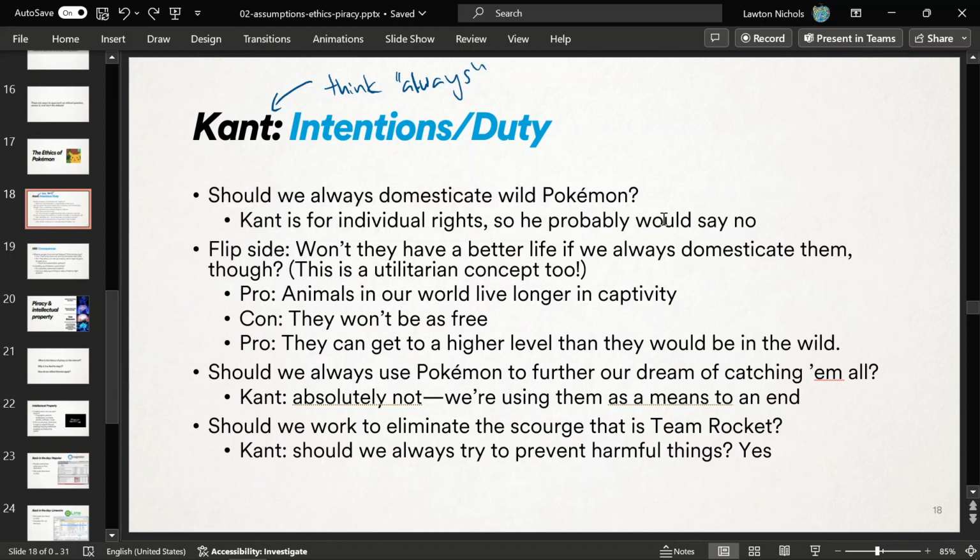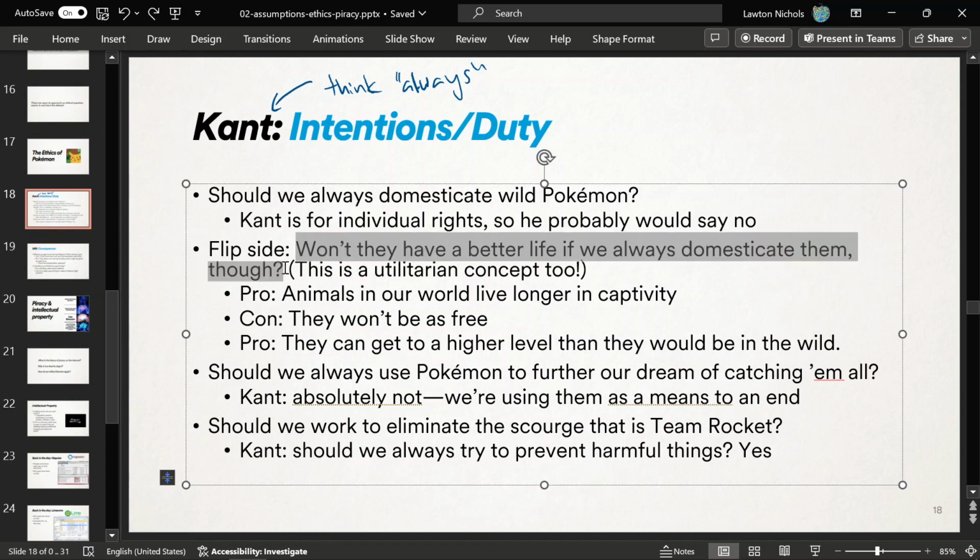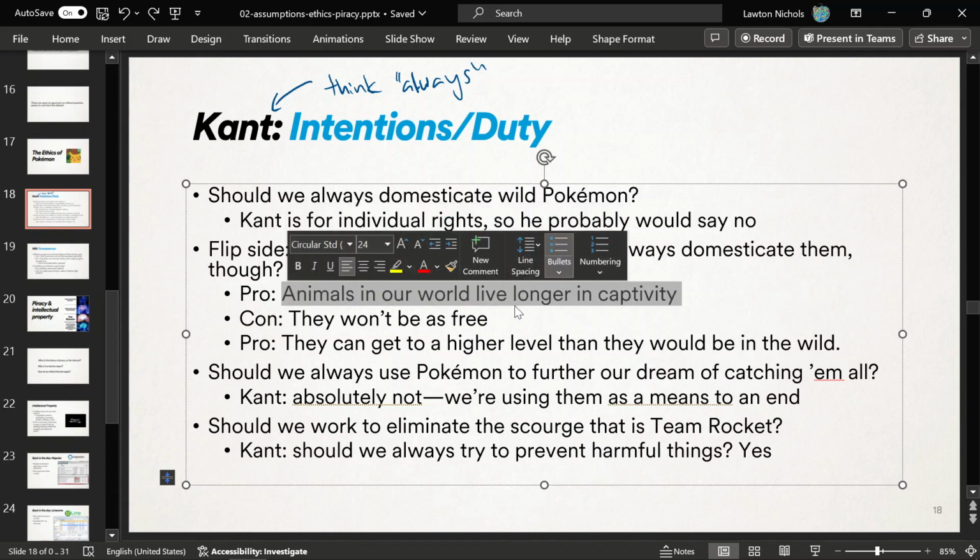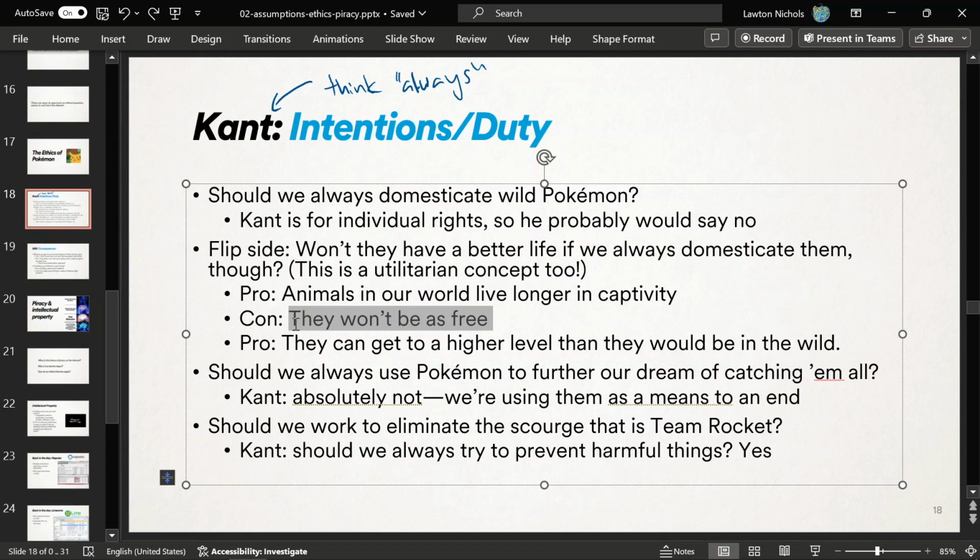Though he would ask some questions to himself at the same time. Maybe that's too soon. He was jumping the gun, because you could argue as well. He would have this conversation in his mind. Wouldn't a Pokemon maybe have a better life if we domesticated them? Domesticated animals in our universe live longer in captivity in a zoo. This is also a utilitarian concept, so they do intermingle. There's a pro and con list to that. Animals live longer in captivity maybe, but as a con, they're less free, they have less say in their lives, they can't roam around as far. Another idea is that Pokemon are more healthy maybe if we train them and force them to fight other Pokemon.